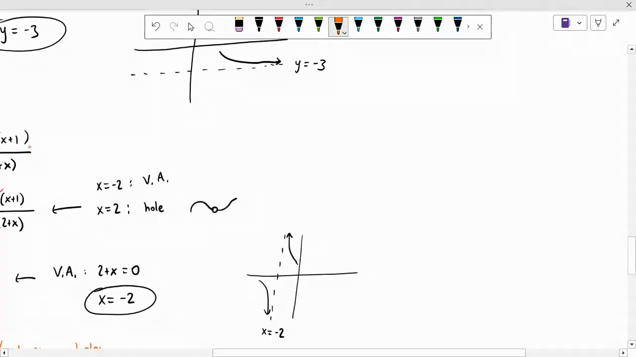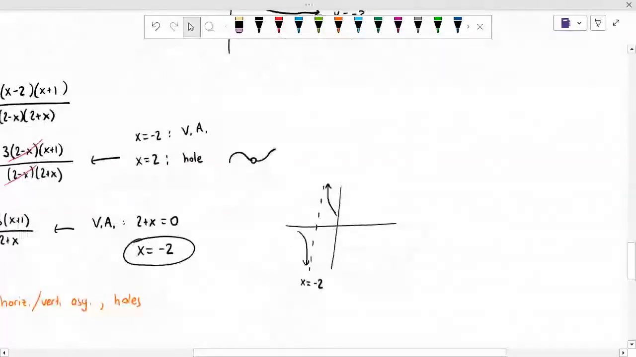Okay. That's where you maybe need to do a little bit more analysis. But what I would recommend is plugging in some points to get a sense for what's going on. So in this picture here, plug in a number to the left of -2. And if you get like negative 1,000, right? That tells you that the graph is going to be doing something like this. It's going to be going down.